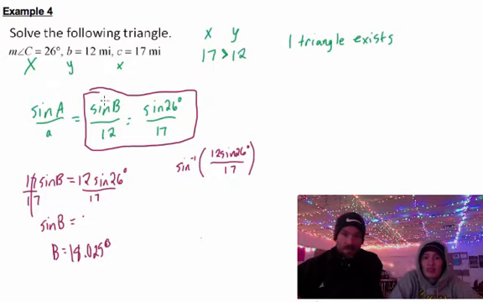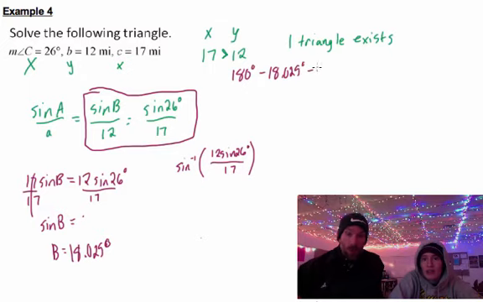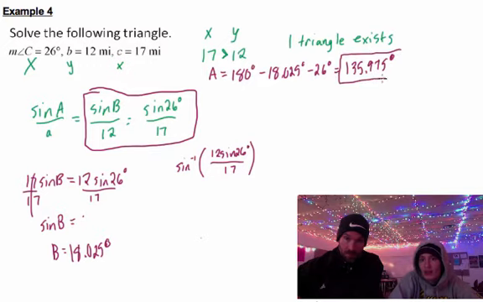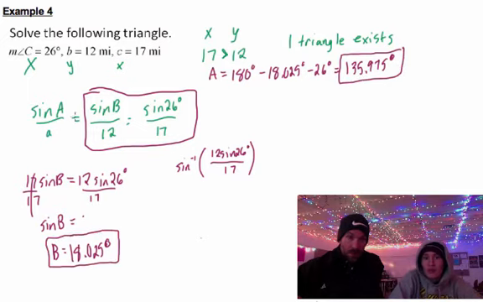And so then we can figure out what A is, because now it's 180 minus what we just got, minus 26. That gives angle A: 135.975. Well, that's quite a large angle. So angle A is 135.975, angle B is 18.025, and we know C already.